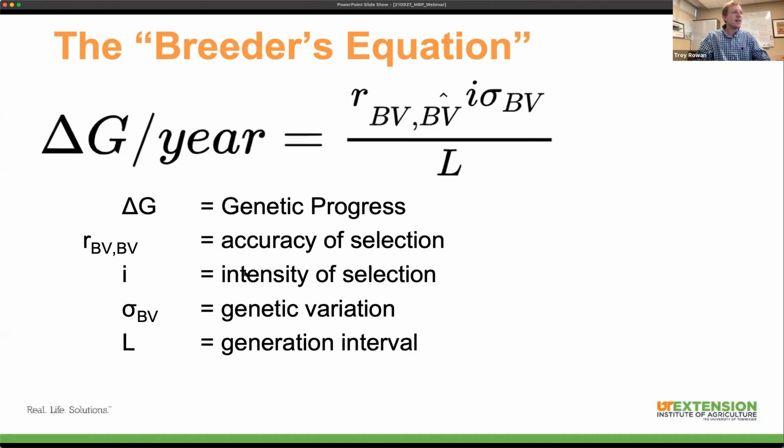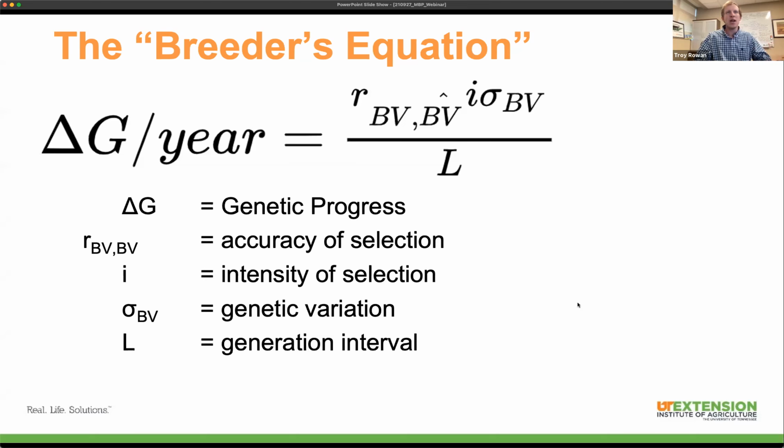The next thing that plays into this is the intensity of selection. So how many replacement females are we keeping? How many bulls are we going out and buying? Are we being very, very strict in our selection? Are we only keeping a handful? And those selection decisions have a bigger effect when we have a more intense selection process.